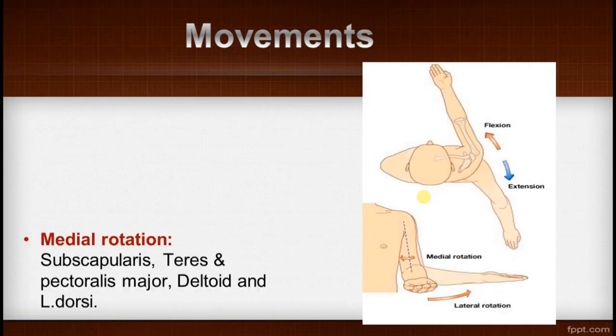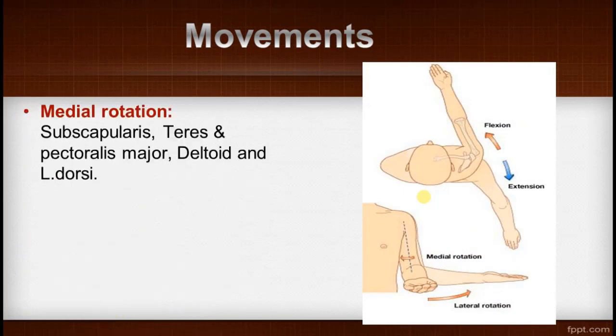Now, here we are going to see the medial rotation and lateral rotation. So, this is the medial rotation. And this is the lateral rotation which you are able to see here. So, medial rotation will be brought about mainly by the subscapularis, teres major, pectoralis major, anterior fibers of deltoid and latissimus dorsi. If you look at the teres major, pectoralis major, latissimus dorsi, they are all attached to the medial lip of the intertubercular sulcus.